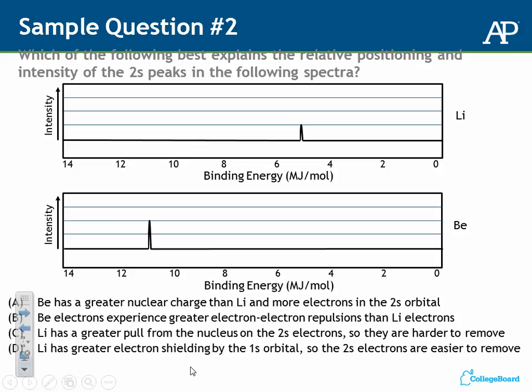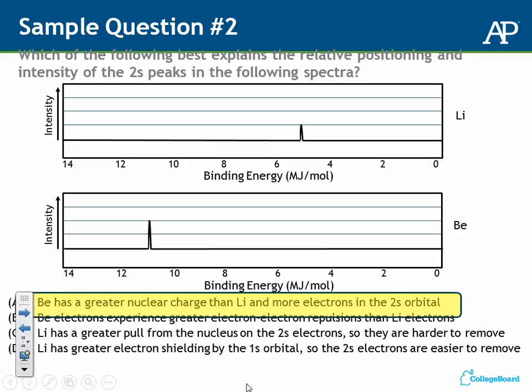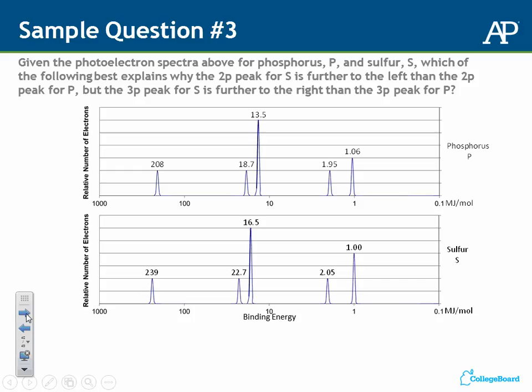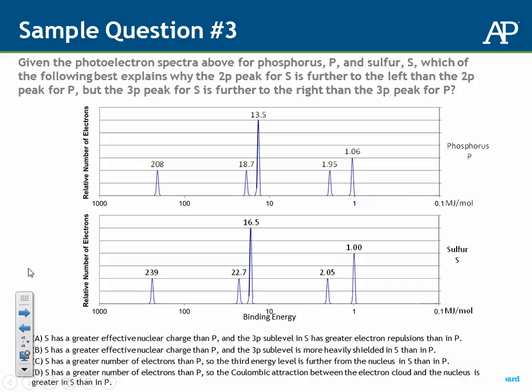So when we look at the question, they're asking you to pick a multiple choice answer, which is the best answer. And based on the explanation given earlier, beryllium has a greater nuclear charge, and it has more electrons in the 2s orbital. More data, because given the photoelectron spectrum above for phosphorus and sulfur, which of the following best explains why the 2p peak for sulfur is further to the left than the 2p peak for phosphorus? So again, some more comparisons that they would have you make.